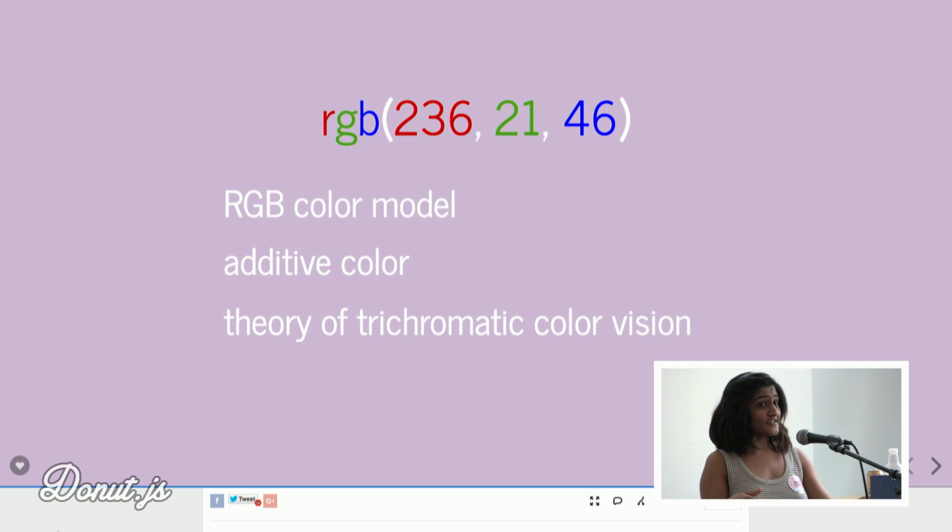And if this is really interesting to you, you should go home and Google the theory of trichromatic color vision. I Googled it. Apparently it dates back to the early 1800s. And it's the same thing that we use when we write hex codes or RGB codes in our CSS today.